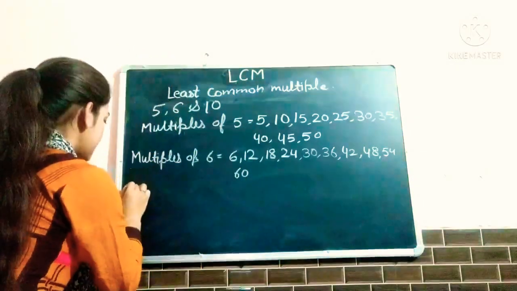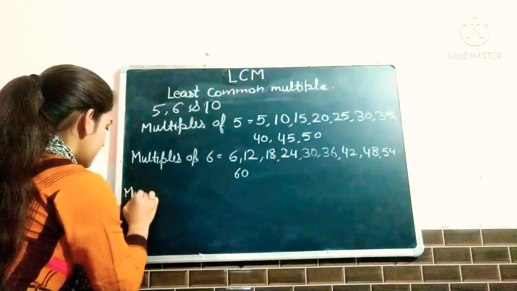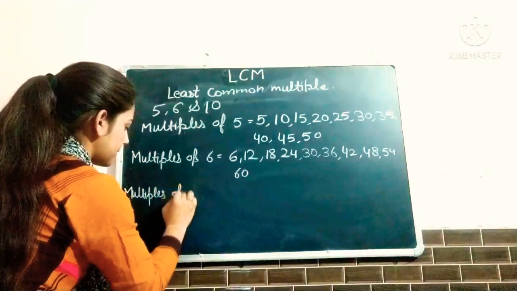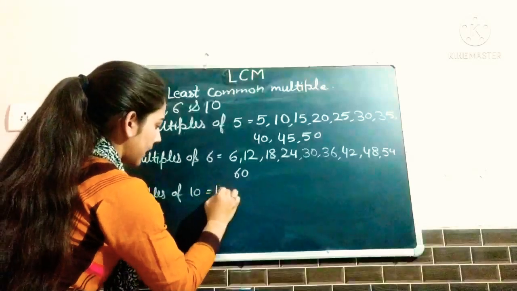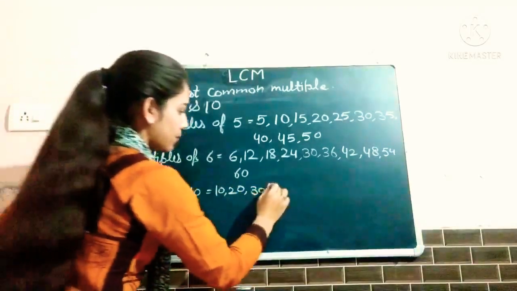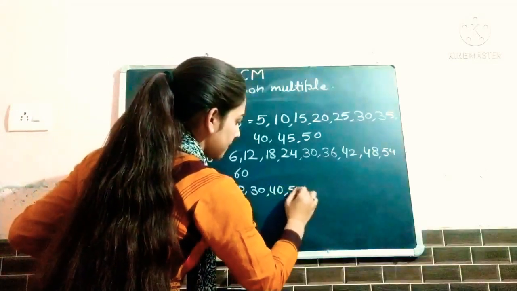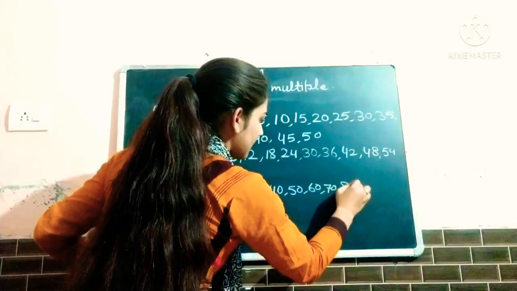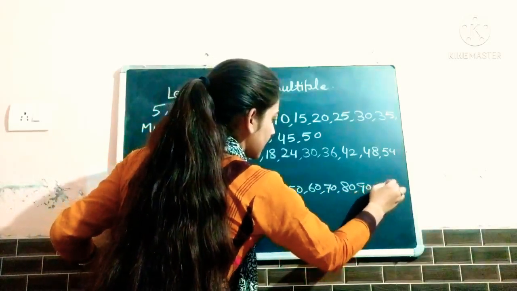Now write the multiples of 10. 10, 20, 30, 10 threes are 30, 10 fours are 40, 10 fives are 50, 10 sixes are 60, 10 sevens are 70, 10 eights are 80, 10 nines are 90, 10 tens are 100.